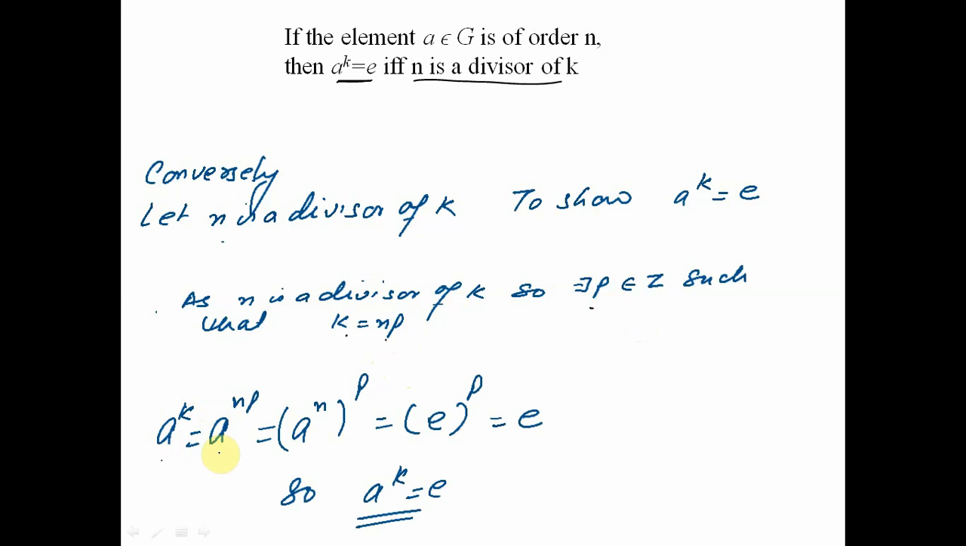a to the power k is equal to a to the power np, that is a to the power n, to the power p. We know that a to the power n is equal to e. So we get e to the power p, which is equal to e. So a to the power k is equal to e. So we have shown the property from both sides.